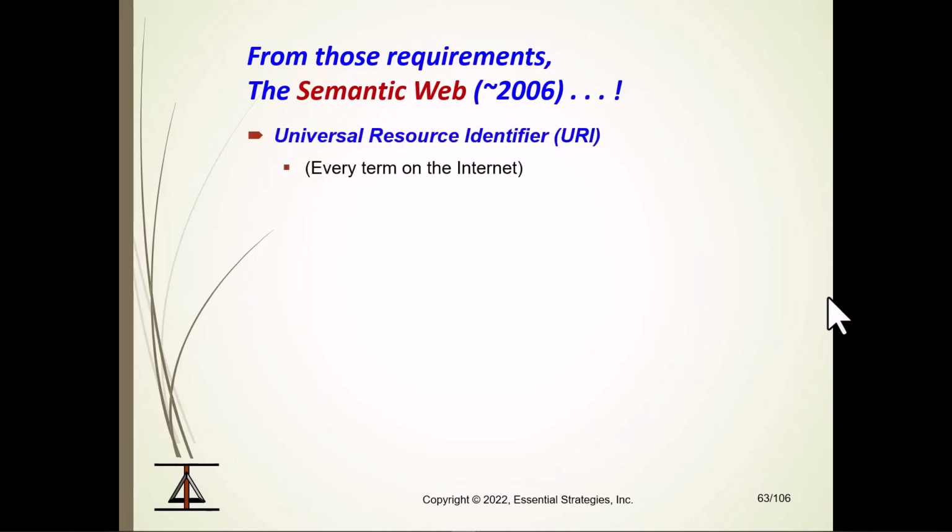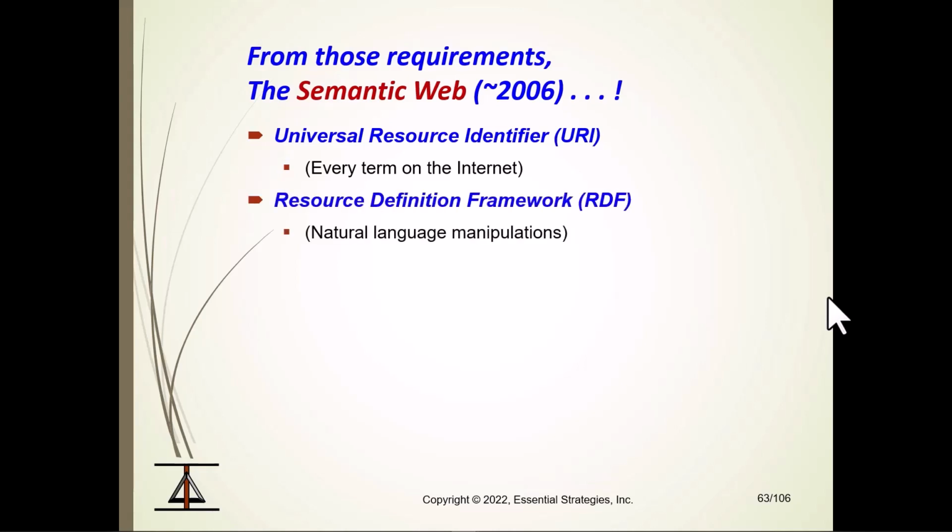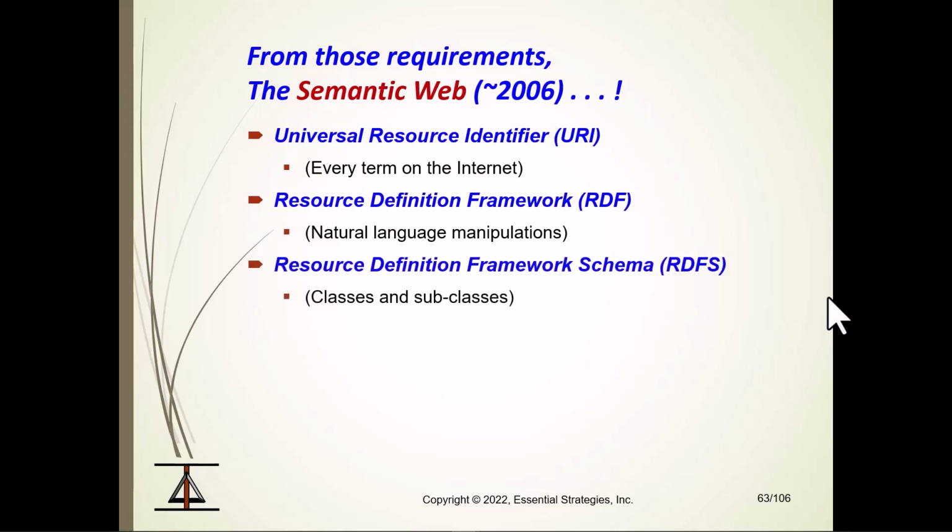And this consists of the definition of something called a universal resource identifier, which is going to be the location of every term on the internet. And the natural language manipulations are going to be via the Resource Definition Framework, or RDF. And in order to deal with classes and subclasses, you need a specialized version of that, which is the RDF schema, or RDFS. And then finally, in order to do inferences, what you need is the web ontology language called OWL.